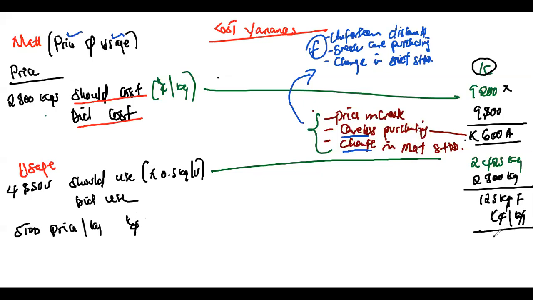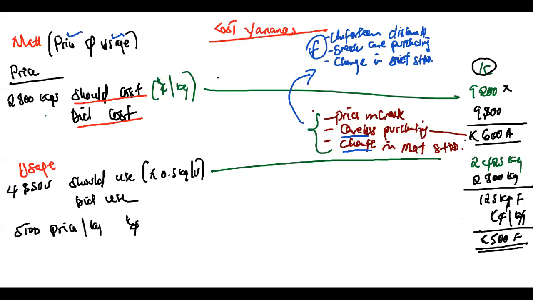500 kwacha. Favorable. So they saved 500 kwacha. Now, what could make the usage to be good? The pricing is bad, it is adverse, but the usage is good. So sometimes it is related.